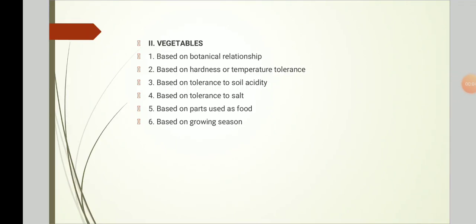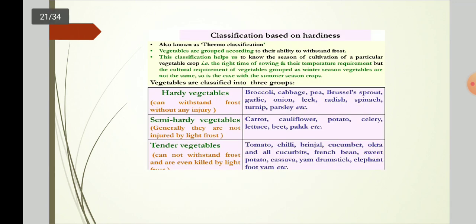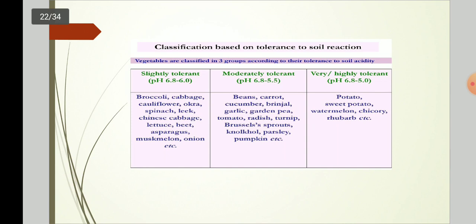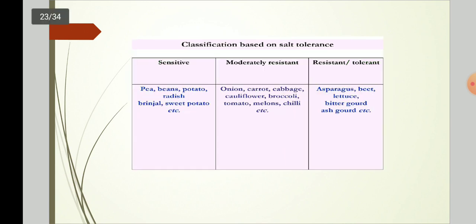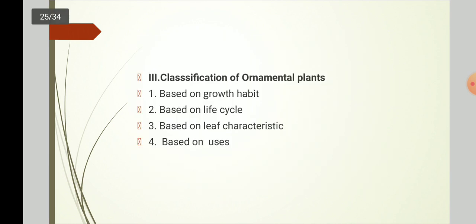In the last lecture, we have seen the classification of vegetables. In that, we have seen classification based on botanical classification, then classification of vegetable based on hardiness, classification of vegetable based on tolerance to soil reaction, classification of vegetable based on salt tolerance, classification of vegetable based on growing season. Then today we will start with classification of ornamental plants.